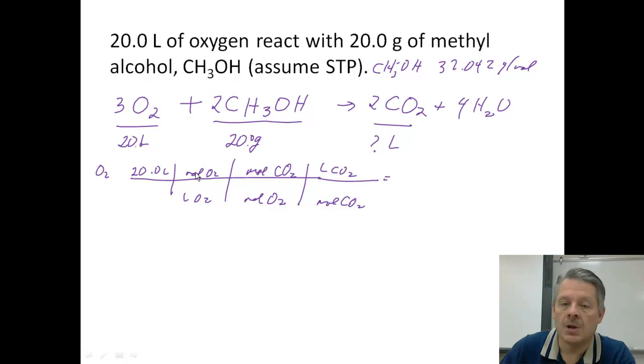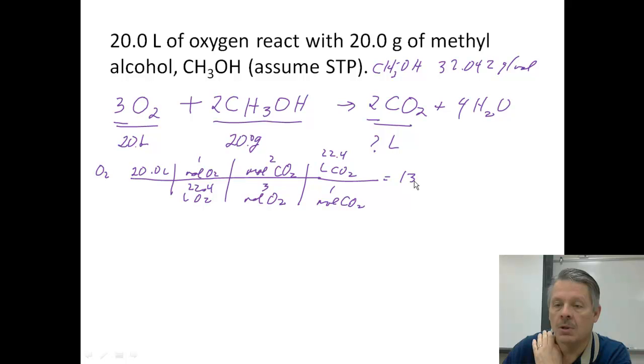Alright, so what are our units? Well, 1 mole of O2 is 22.4 liters. And our moles of O2, we have 3 moles of O2 going to 2 moles of carbon dioxide. So we have a 3 to 2 relationship. And 1 mole of CO2 is 22.4 liters. Now, if you're real good with math, you'll notice that 22.4's cancel, but you don't have to do that. You can plug the whole thing in. And when you plug the whole thing in, you get a total of 13.3 liters of CO2 that's produced.